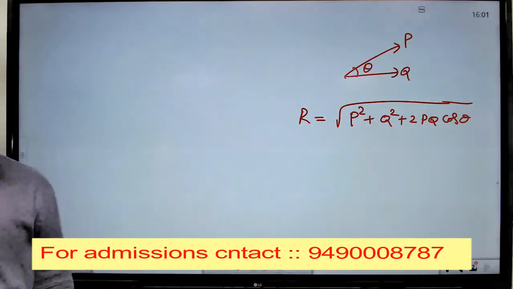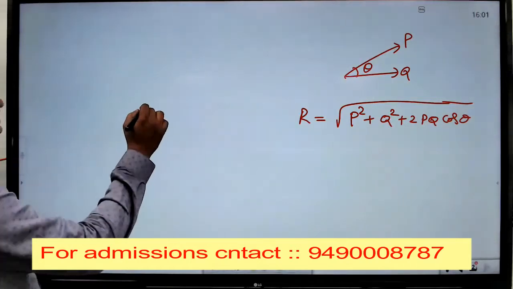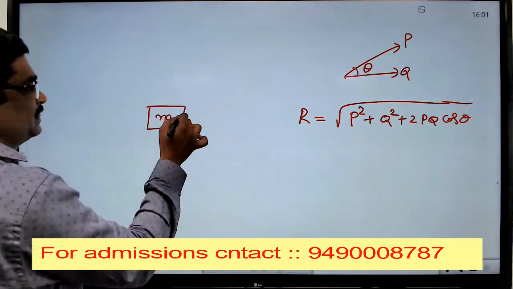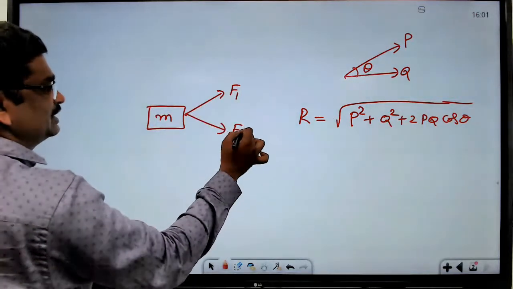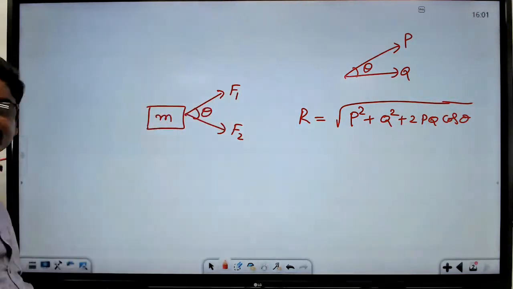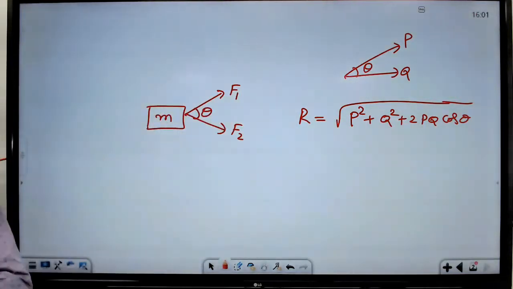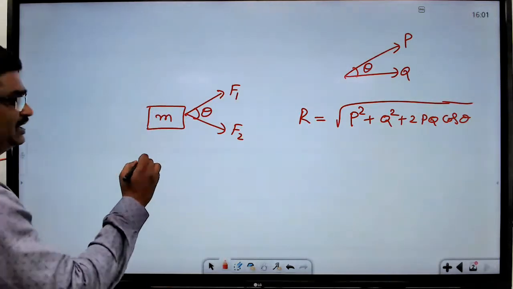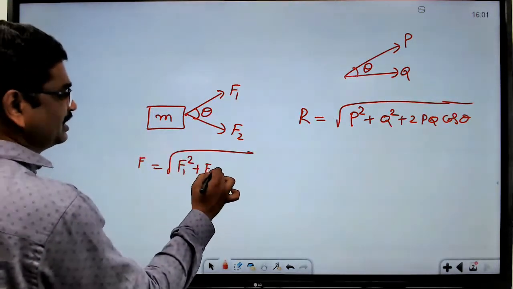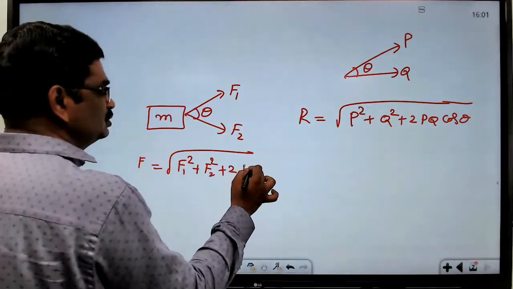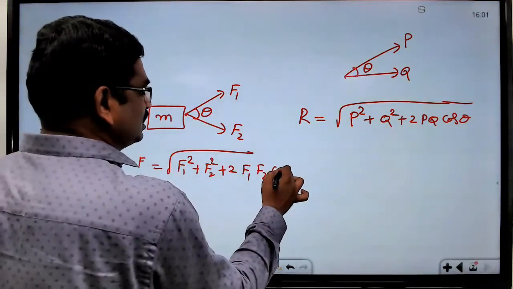The same logic applies here. This is a mass M. The force F1 acts like this, F2 acts like this, and these two make an angle theta with each other. Then the resultant force can be written as F equal to under root F1 square plus F2 square plus 2 F1 F2 cos theta.